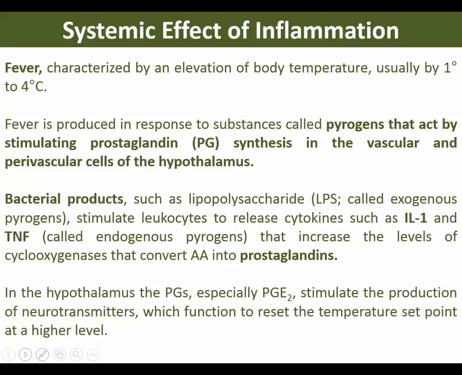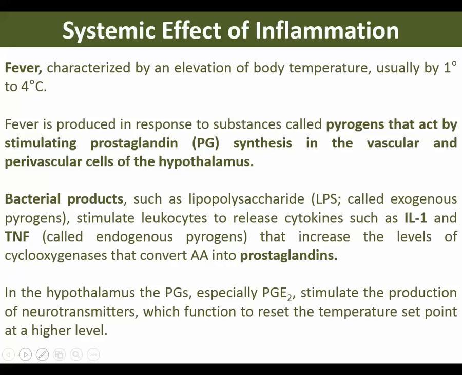Because inflammation increases what cytokines? Acute inflammation increases what cytokines? TNF and IL-1. TNF and IL-1 activate what? Phospholipase. Phospholipase breaks phospholipid. Then TNF and IL-1 also activate cyclooxygenase, that will break arachidonic acid. In the end, we get a good number of prostaglandins. They all go to the hypothalamus. Hypothalamus is a part of the brain which controls our body temperature.